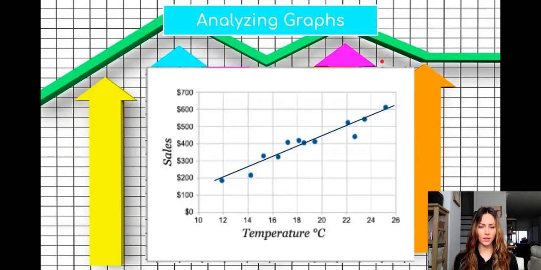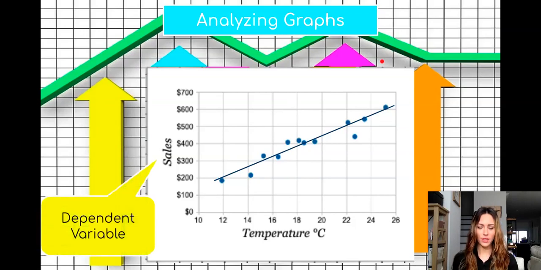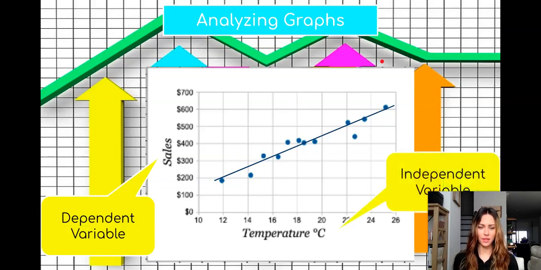So now let's take a look at how we would analyze a graph or a scatter plot. So first, let's look at the components of a graph. As you know from math class, on any graph, we have an x-axis and a y-axis. On a graph, we know that our dependent variable belongs on the y-axis or the vertical axis. Our independent variable is found on the x-axis or the horizontal axis.